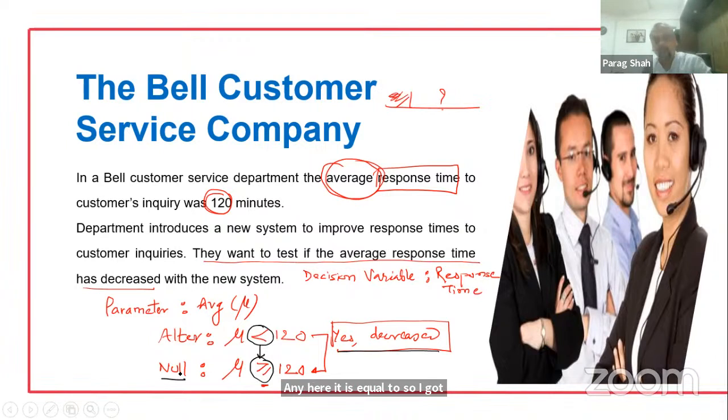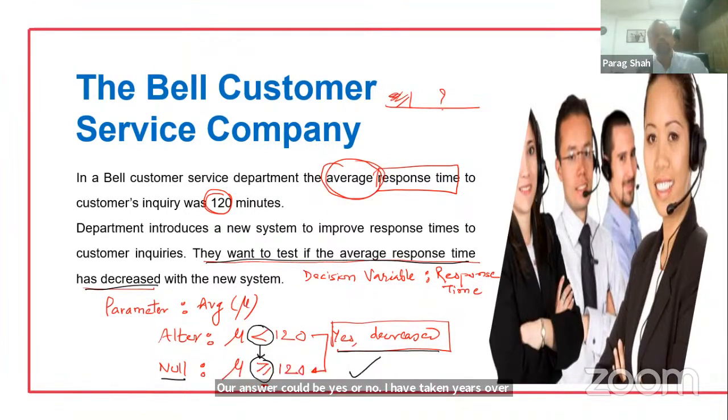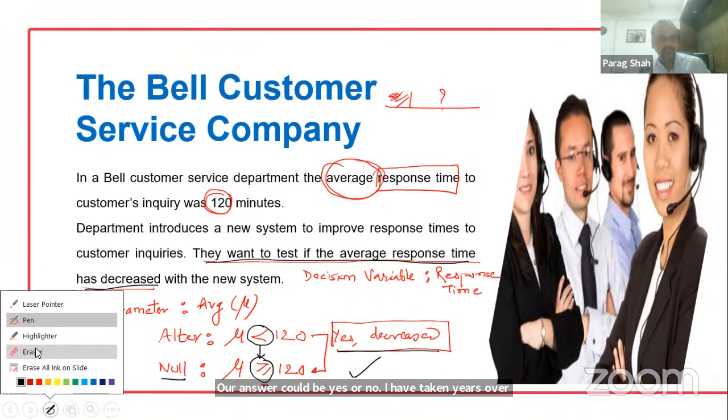Now I change my logic. Suppose the question was asked, they want to test if the average response time has decreased. Our answer could be yes or no. I have taken yes over here. Suppose now I take no, that means it has not decreased.